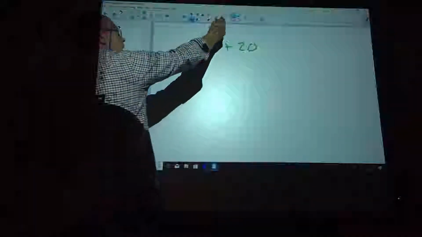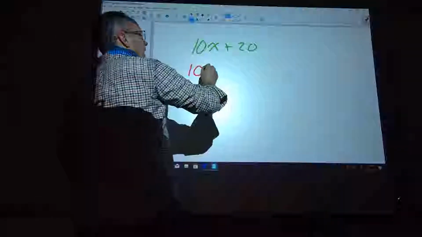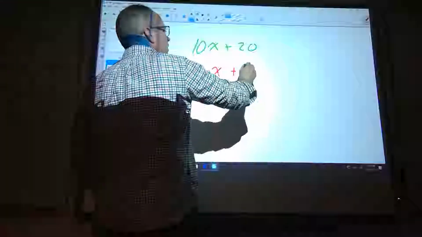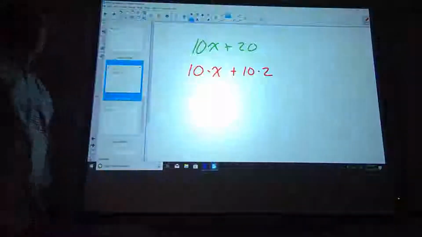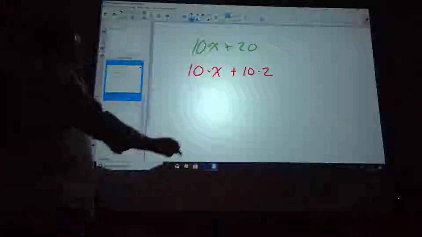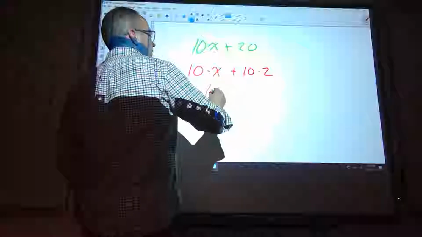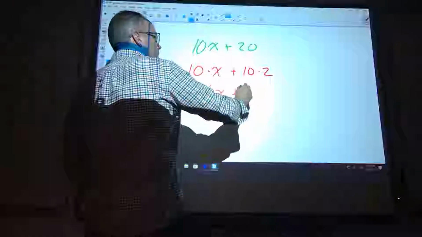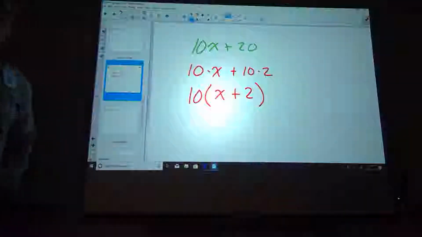2 works, but that's not the biggest factor. 5 works, but that's not the biggest factor. 10 works. Do you have to find the biggest number? Yeah, so you have 10 times x and 10 times 2. Does everyone agree with that? Yeah. So what do you have in common between them right now? 10. And then you take that out, and then inside, keep all the signs the same, and do that.